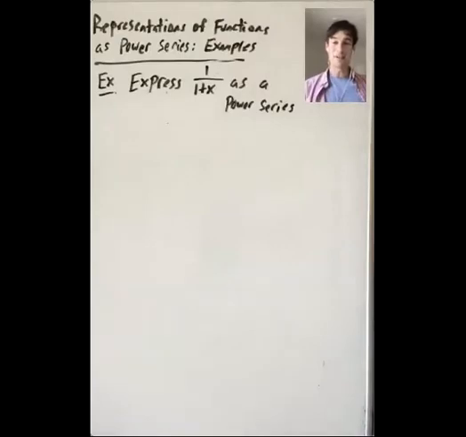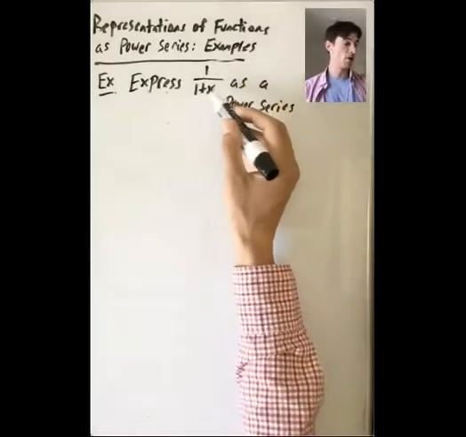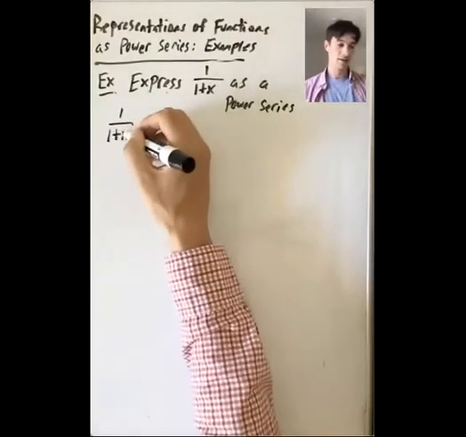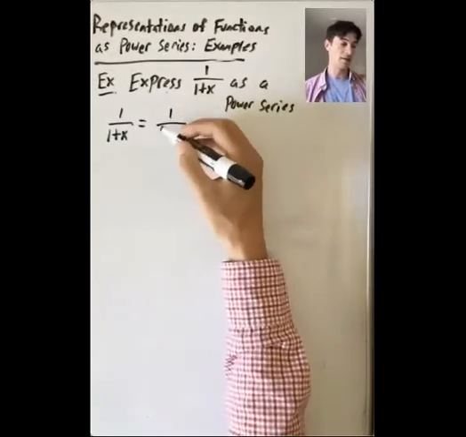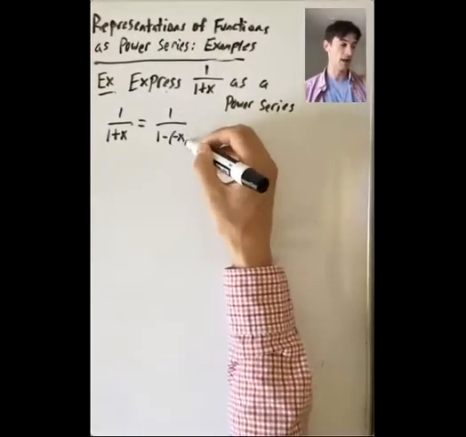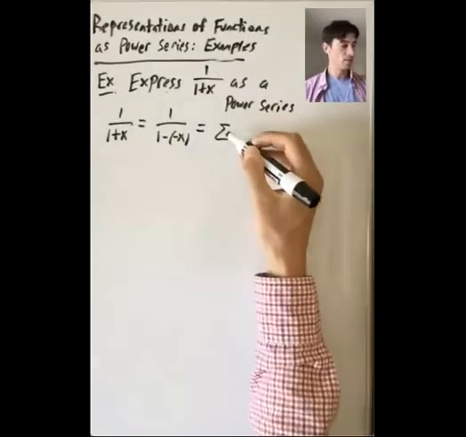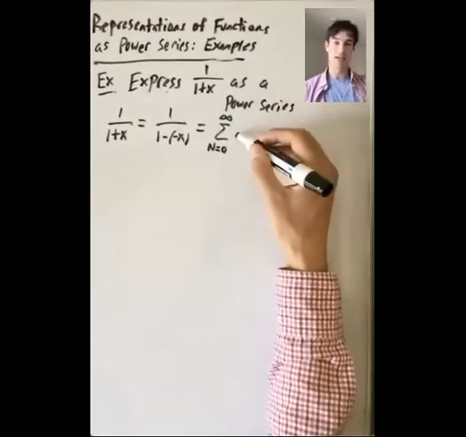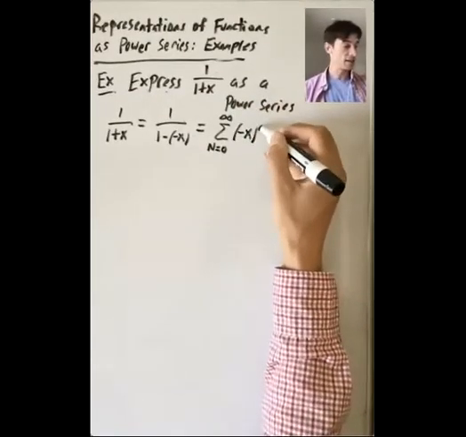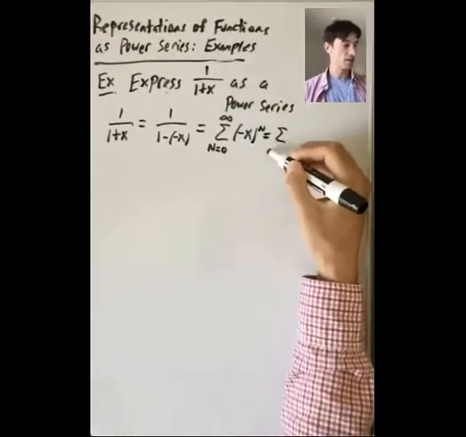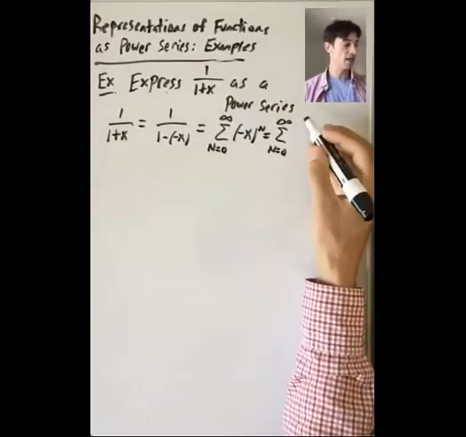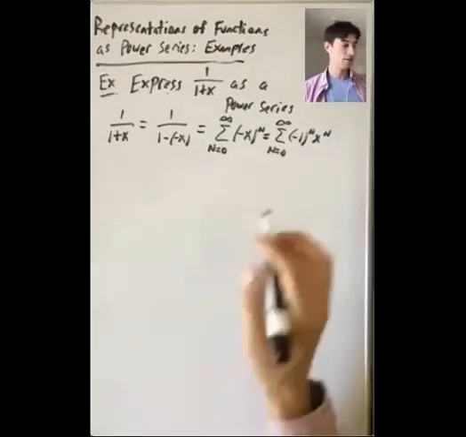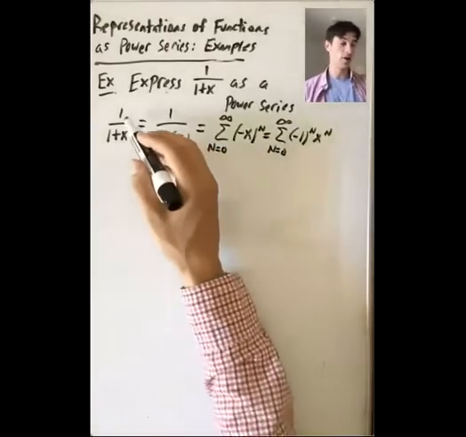For the last example of this video, we're going to do a simple one. We'll write 1 over 1 plus x as a power series. Why is this simple? Because it's easy to write 1 over 1 plus x as 1 over 1 minus something: 1 over 1 minus (minus x). Now if we think of minus x as y, the power series representation we get is y to the n, or (minus x) to the n, which we can factor as a sum n equals 0 to infinity of (minus 1) to the n times x to the n. So here's our power series representation of 1 over 1 plus x.